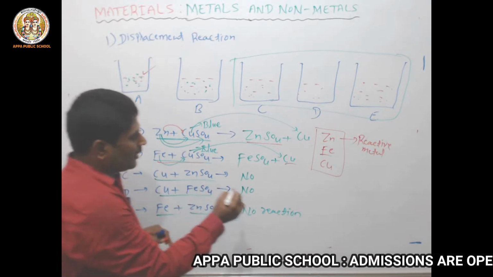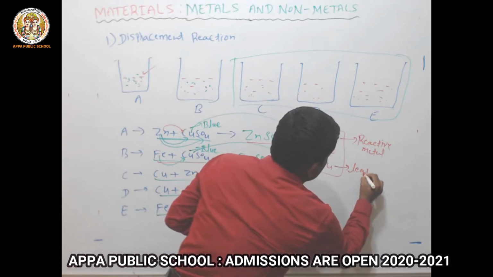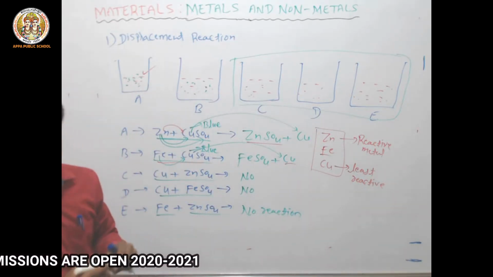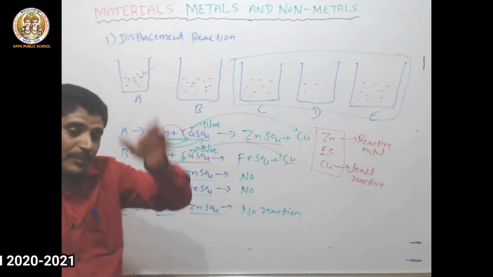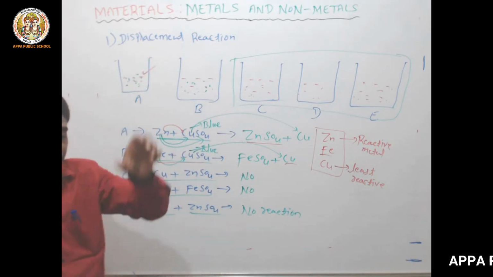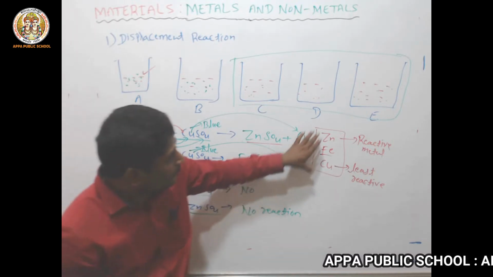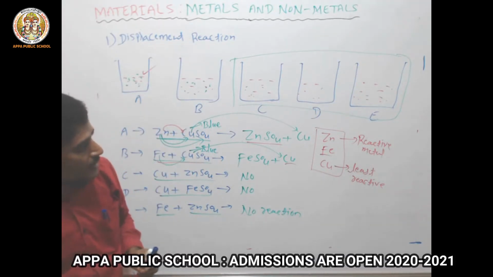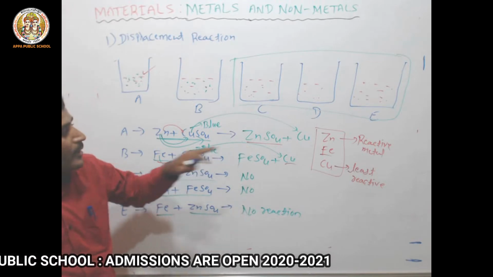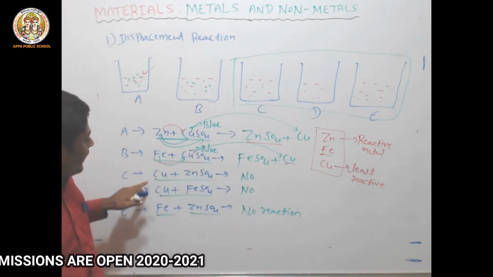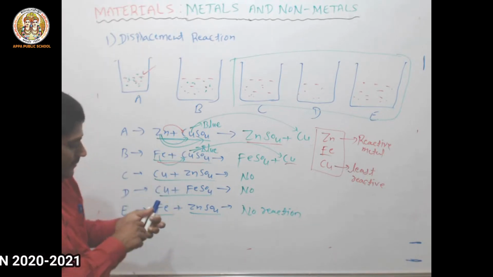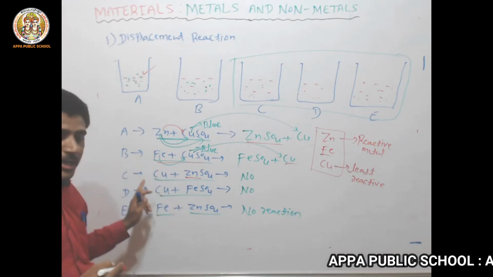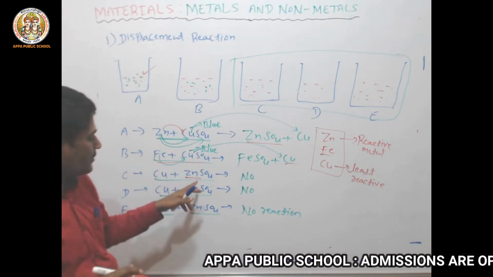My dear friends, already you know that copper is the least reactive among these three only I am telling. Okay, the reactivity series of metals is different: potassium, calcium, sodium. But only among these three, zinc is more reactive. That is why zinc displaces the copper and iron displaces the copper, and copper does not displace the zinc here. Copper does not displace the zinc because zinc is more reactive than copper. So it is not possible to displace.